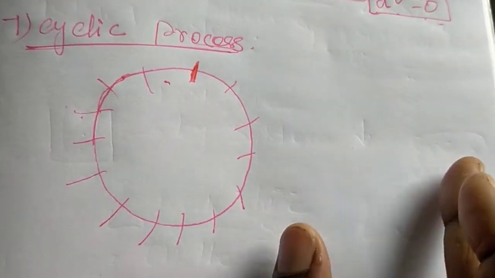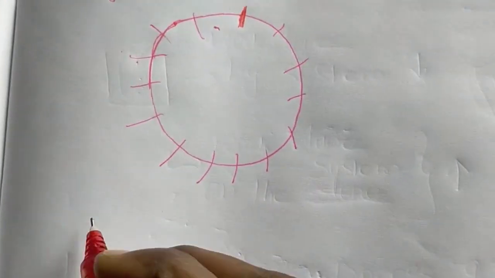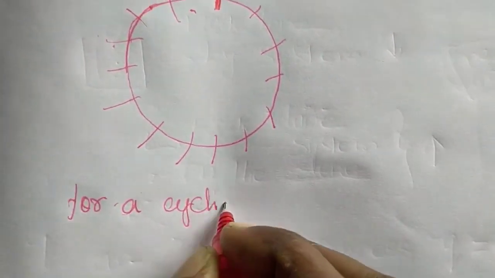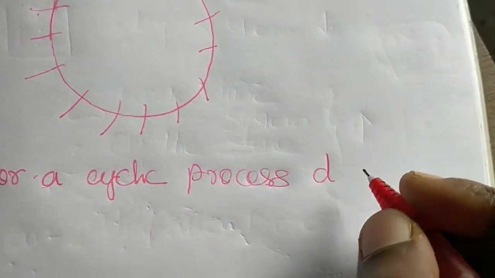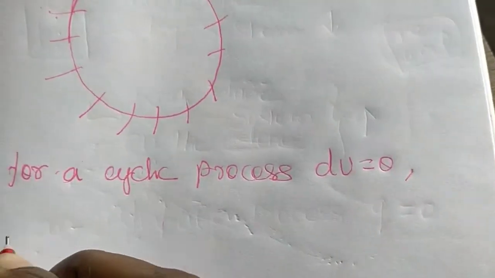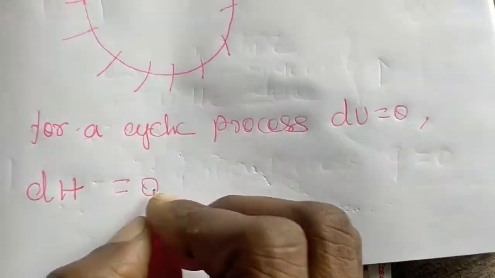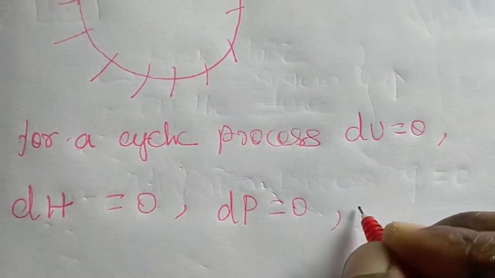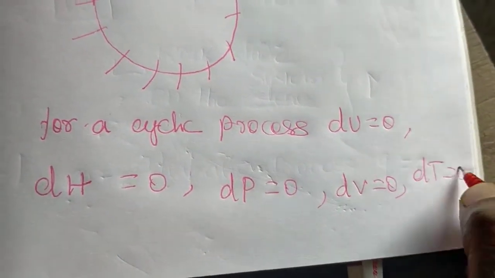Then you can write the mathematical condition for a cyclic process. For a cyclic process, difference in internal energy is equal to 0. Difference in enthalpy is also equal to 0. Then difference in pressure is equal to 0. Difference in volume is equal to 0. Difference in temperature is equal to 0.